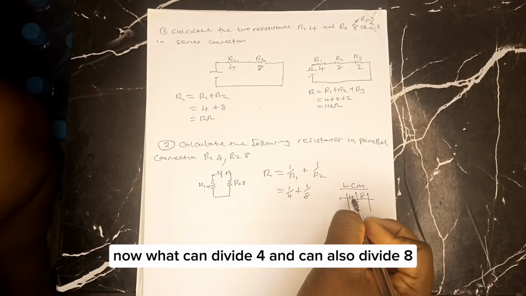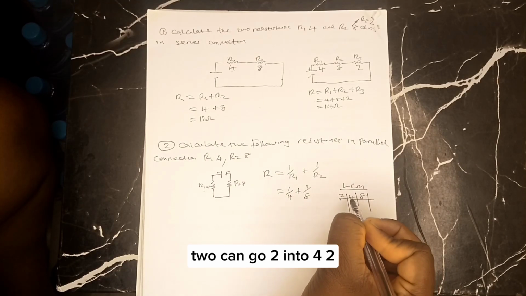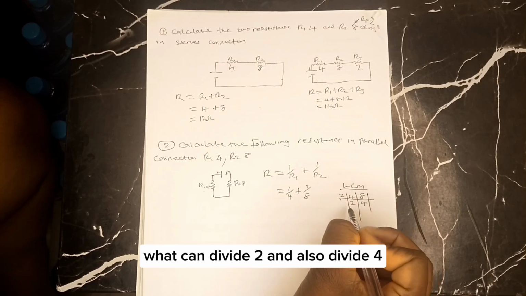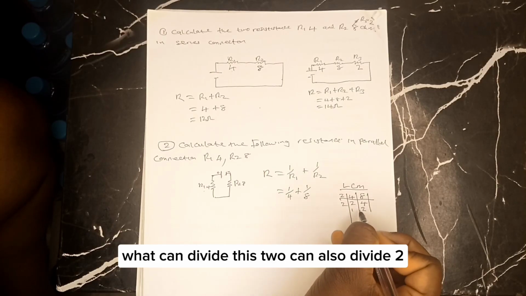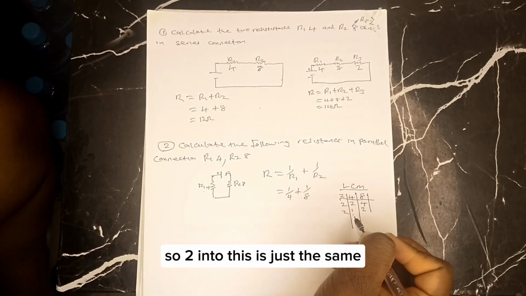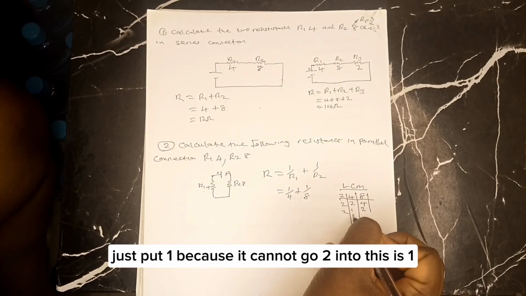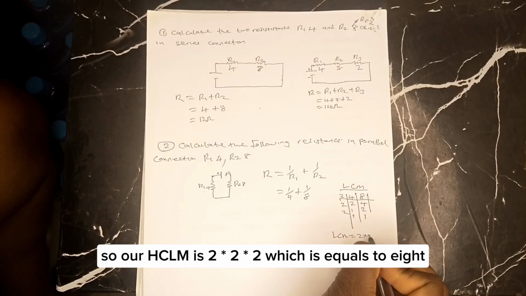Now what can divide 4 and can also divide 8? 2 can go. 2 into 4, 2. 2 into 8, 4. What can divide 2 and also divide 4? 2 can go. 2 into 2, 1. 2 into 4, 2. What can divide this? 2 can also divide 2. Just put 1 because the other one cannot go. 2 into this is 1. So our LCM is 2 times 2 times 2, which equals 8.